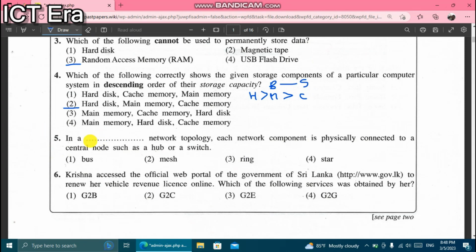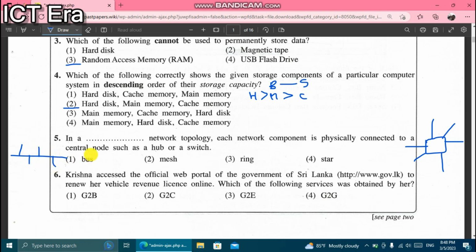Then fifth one, in a blank network topology, each network component is physically connected to a central node such as a hub or a switch. That means like this. This is the hub and the network components are physically connected like this. So in bus topology, all the connections are established through a main cable like this. So this is not the answer.